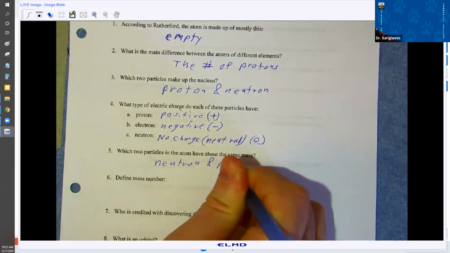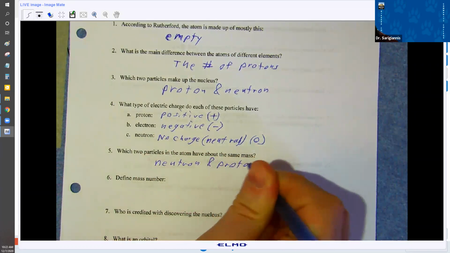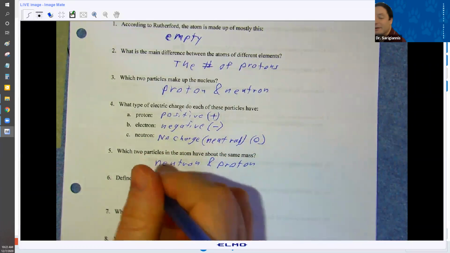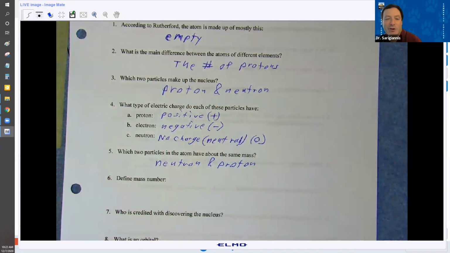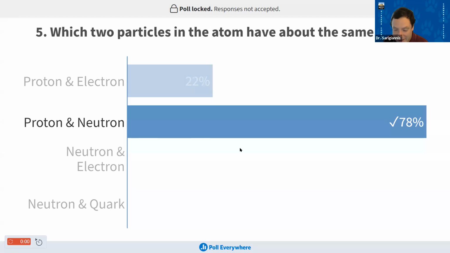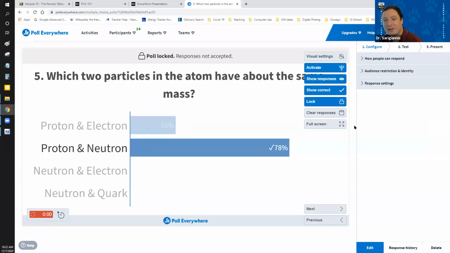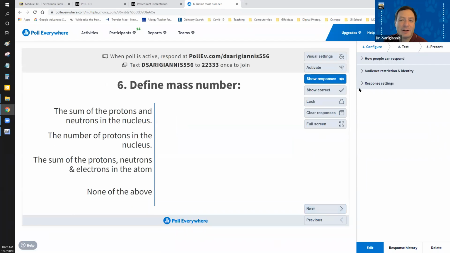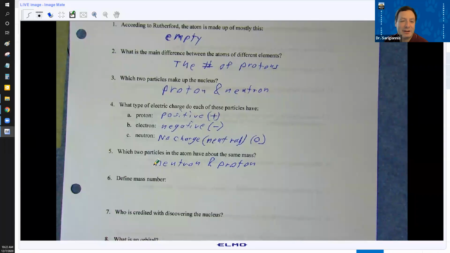and the proton. The electron is tiny in terms of mass. It's like less than 1,000th the mass of a neutron or a proton. So the neutrons and protons are on the same order of mass. In fact, they're the same to about, I believe it was 2 significant figures, is what I reported. Let's see, what's the next one here? Oh yeah, mass number. Let me just go back to the sheet here. Yeah, so neutron and proton, same mass, approximately.